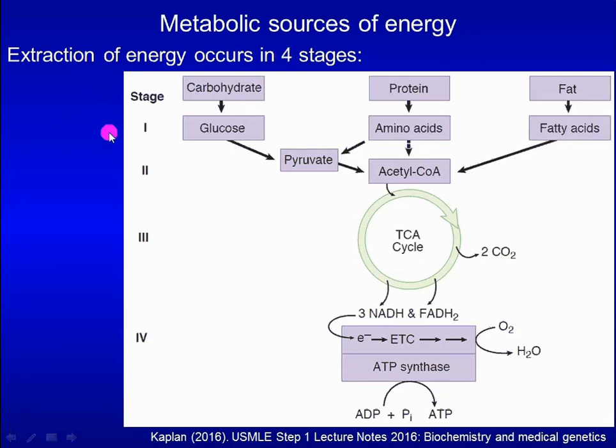In stage 1, food is broken down to small building blocks. In stage 2, small building blocks are metabolized to form a common intermediate, acetyl-CoA. In stage 3, acetyl-CoA is broken down to carbon dioxide, and energy is conserved in high-energy compounds, NADH and FADH2. Finally, high-energy compounds are oxidized. Energy is used to synthesize ATP through the electron transport chain and oxidative phosphorylation.